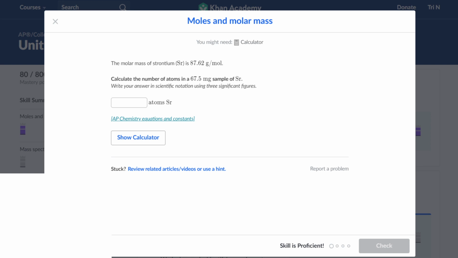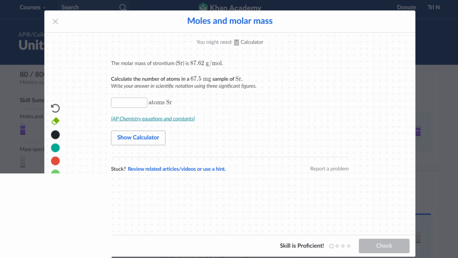So we already identified that we want to figure out the amount of moles of strontium when we have a 67.5 milligrams sample of strontium. So let's do that. How are we going to find the amount of moles from 67.5 milligrams of strontium? We're going to use the molar mass, because the molar mass connects mass and mole. That's what molar mass is. If we look at the unit of molar mass, it is in grams per mole. So we can come up with a formula by ourselves.